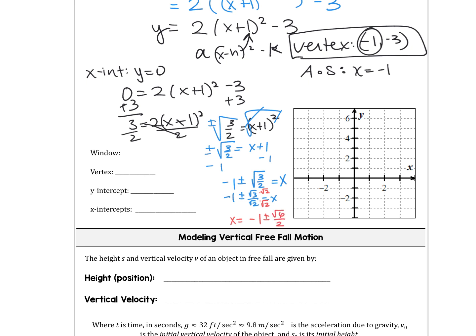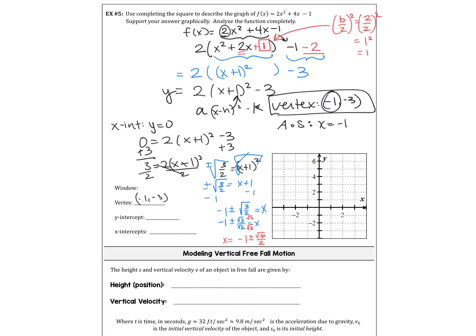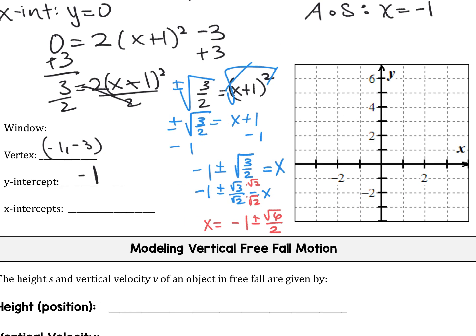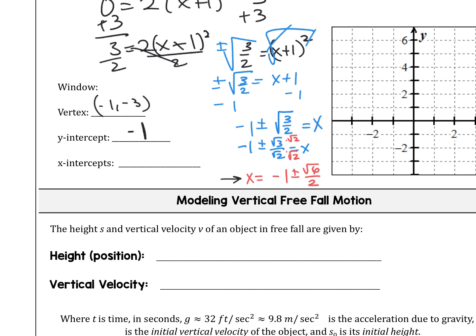So how do we describe the graph? Our vertex we know is -1, -3. For our y-intercept, from our original standard form, our c value is the y-intercept. And our x-intercepts are these values of x. So we know they are the points when x is -1 plus root 6 over 2, comma 0, and x is -1 minus root 6 over 2, comma 0.